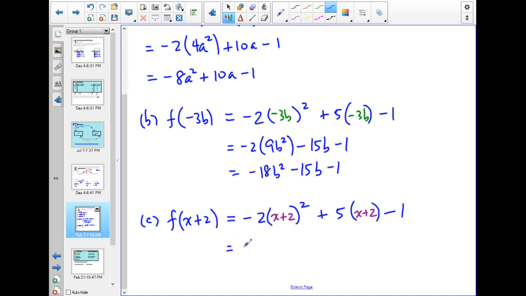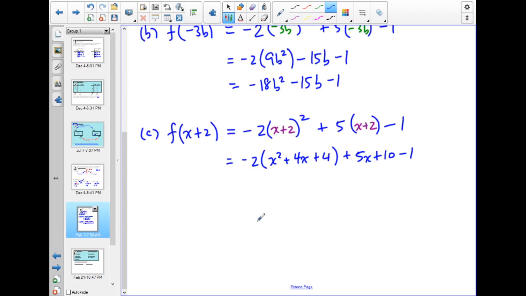And now a little bit more work here just from an algebra perspective. What is x plus 2 all squared? If you remember your special patterns, that's a perfect square, which expands out to x squared plus 4x plus 4. Otherwise, you can do it the long way with FOIL, expanding out the brackets. Plus 5 times x. This one I can immediately just expand the bracket using the distributive property. So I end up with 5x plus 10 minus 1.